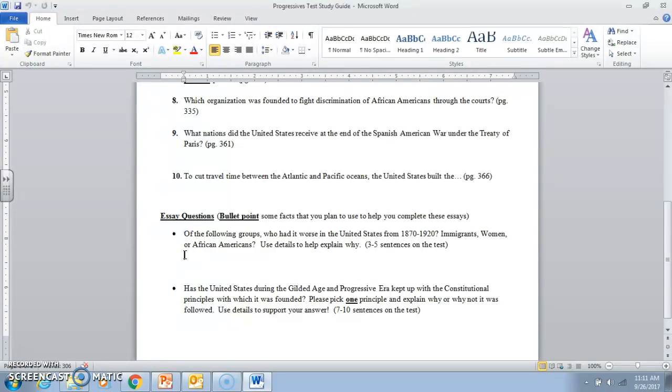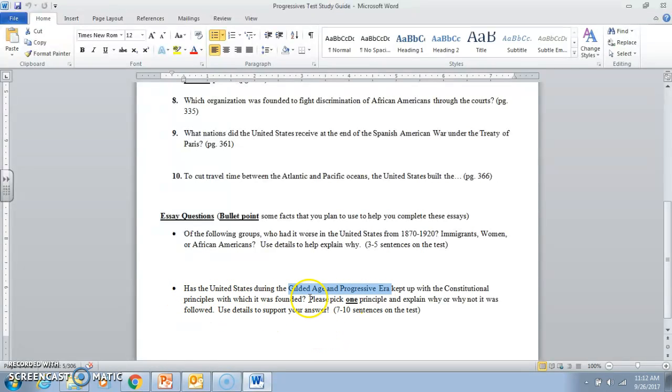If you need help finding detail, I can lead you to the right locations, but come to your own conclusions. And if you need help, I will help you. Second question. This is the question that will be the same aside from this section right here the entire year. I will change this Gilded Age Progressive Era topic to whatever topic we're talking about in that unit. So next unit will be about World War I.